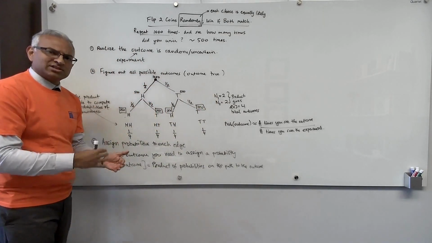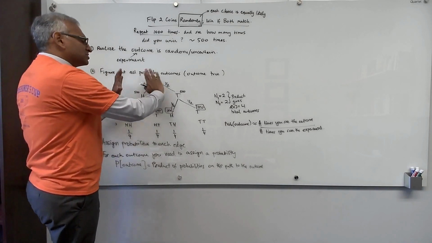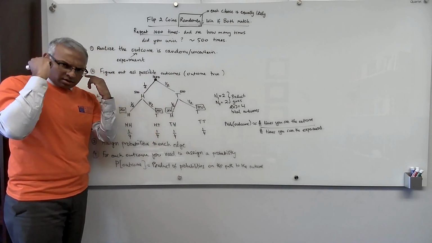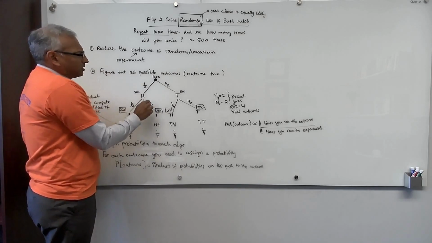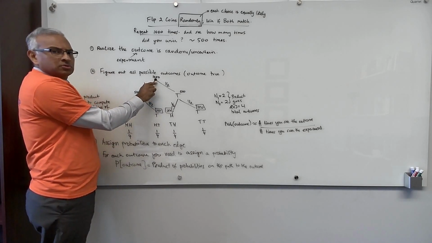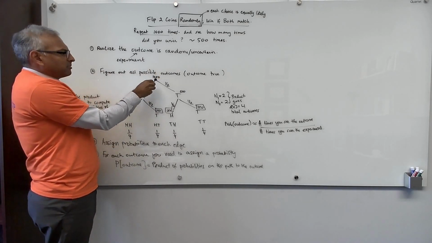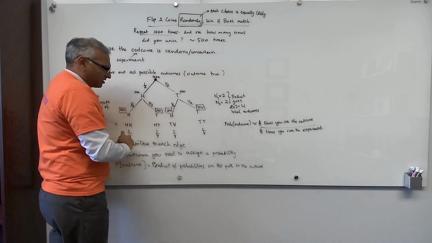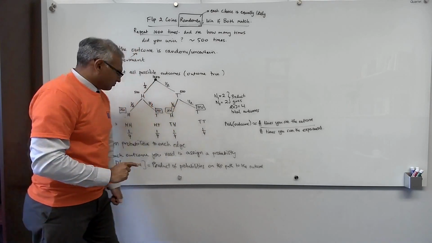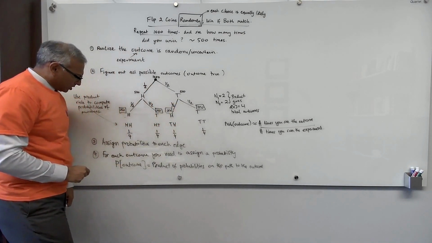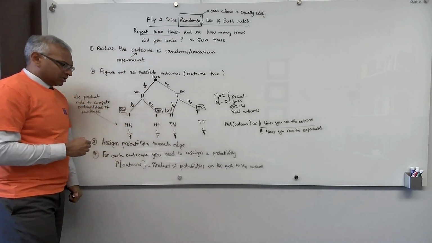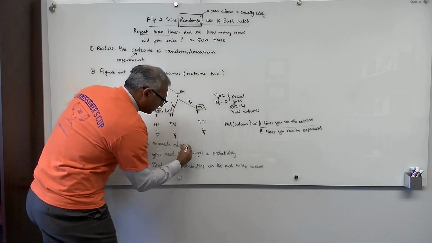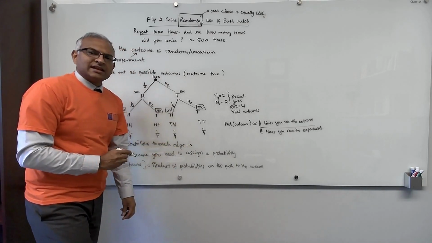I just want to mention that you shouldn't get fixated on the specific shape of this outcome tree. Points to note: the start of the experiment is the root. Every step in the experiment results in a branching from nodes, and the end of an experiment are the leaves, which we call the outcomes. And now we've assigned probabilities to each edge.